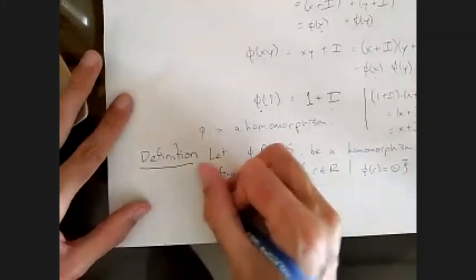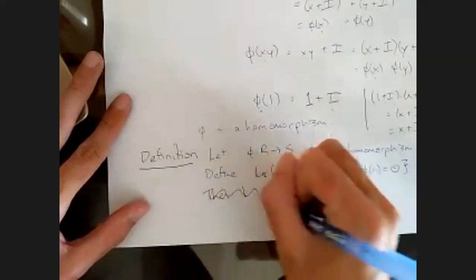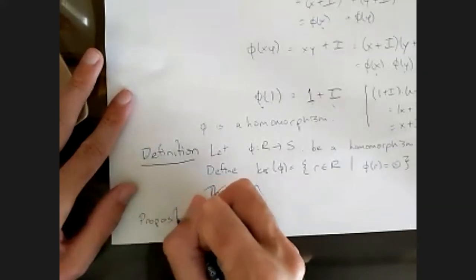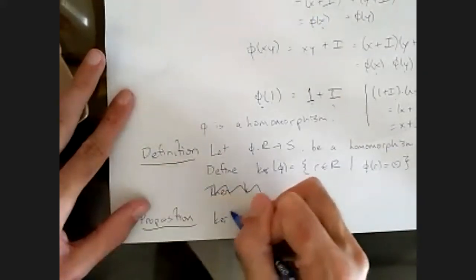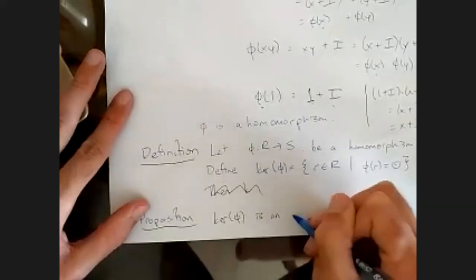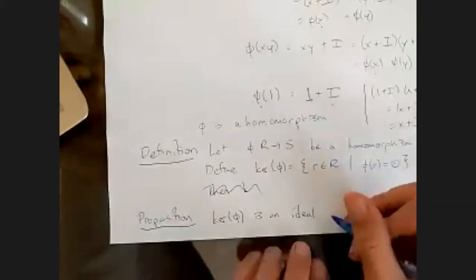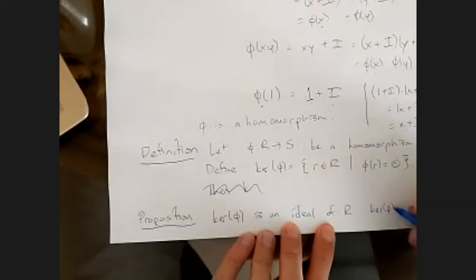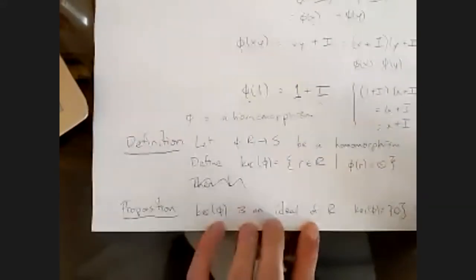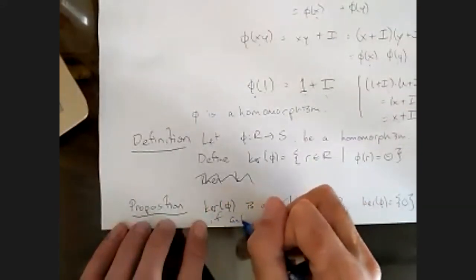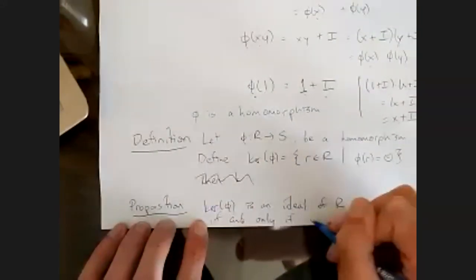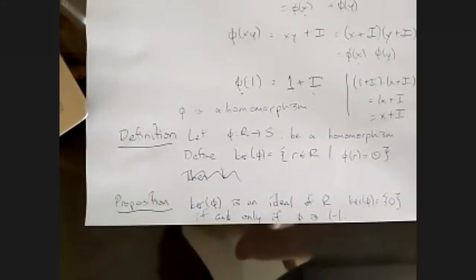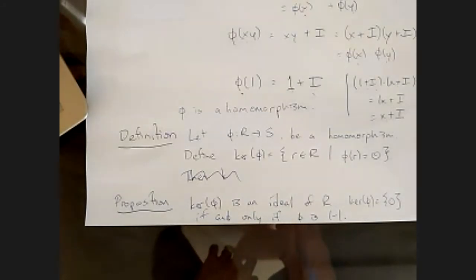That is the definition of the kernel of phi. Our proposition is that the kernel of phi is an ideal of R. Not only that, the kernel of phi is 0 if and only if phi is 1 to 1. So the kernel is kind of a detector for when phi is a 1-to-1 function.